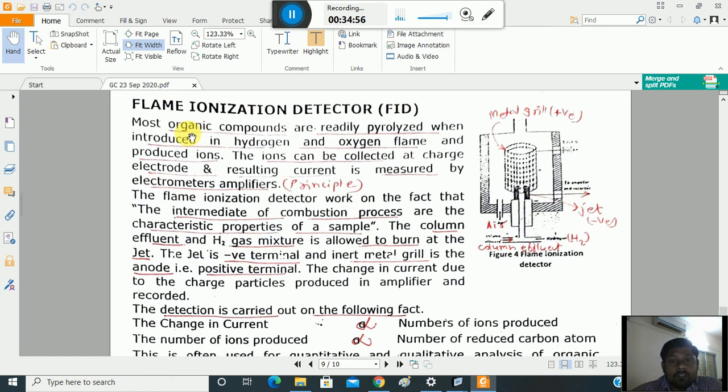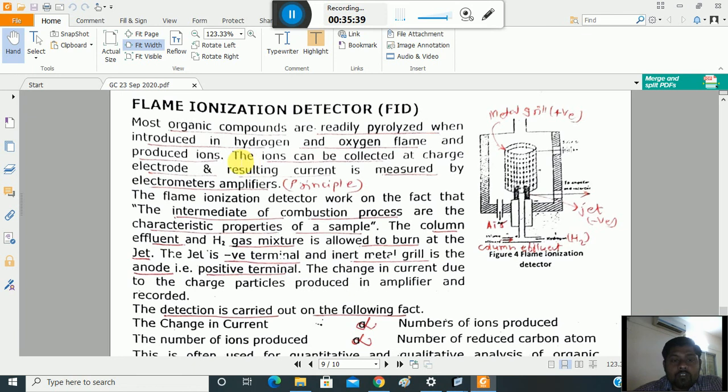Now the working: most organic compounds are readily pyrolyzed when introduced into a hydrogen and oxygen flame. That is the basic principle of the flame ionization detector. Most organic compounds undergo ionization when you provide heat. Pyrolyze means decomposition and ionization in the presence of heat. A mixture of hydrogen and air gives you a flame, gives you heat. When you introduce your column effluent into that flame, it undergoes ionization, and in ionization there is production of ions and electrons.